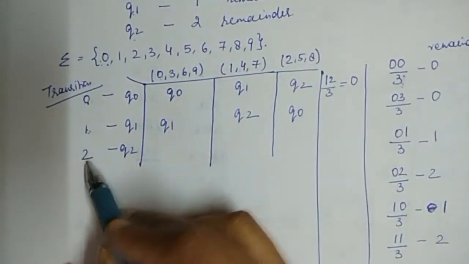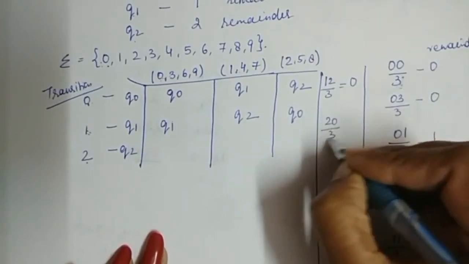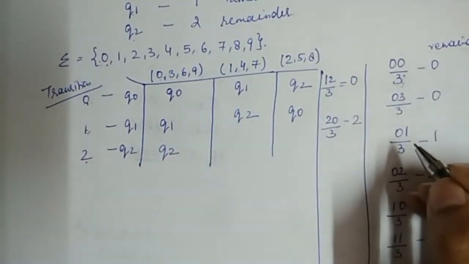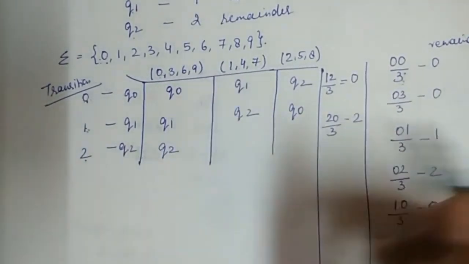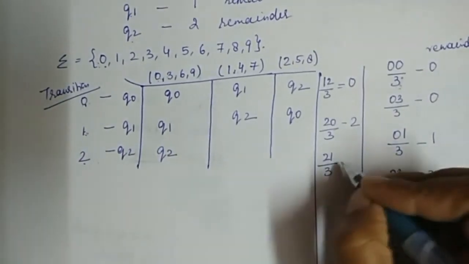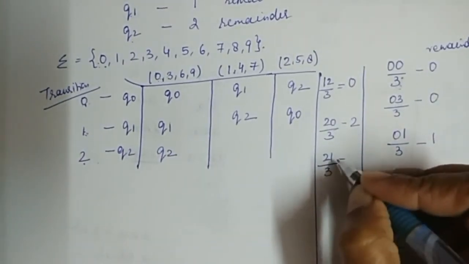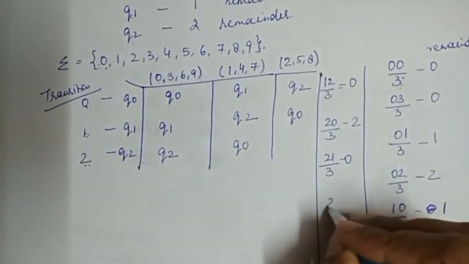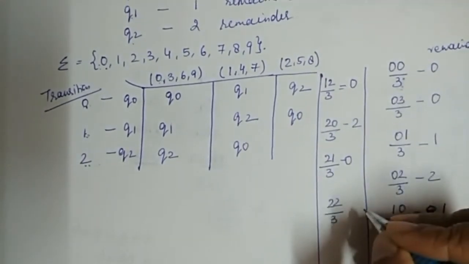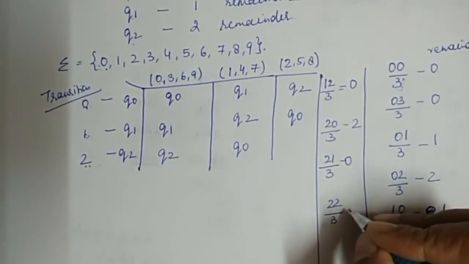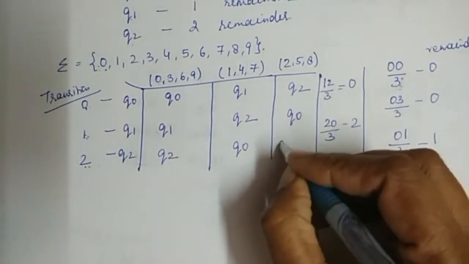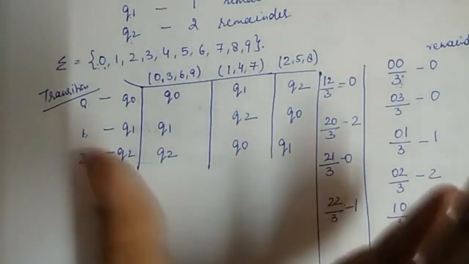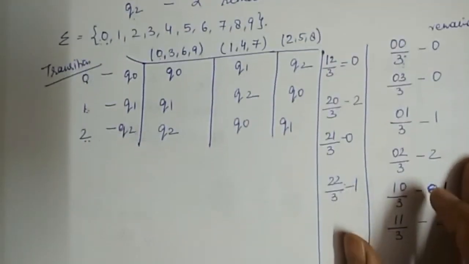Okay. Now I have to combine 2 with 0, that is 20, and if I divide by 3, it gives 2 remainder. So the entry will be Q2. If I combine 2 with 1 and divide by 3, it gives 0 remainder, which is a Q0 entry. Then if I combine 2 with 2 and divide by 3, it gives 1 remainder, and this entry will be Q1. So this is how we create this transition table, and by using this transition table, now I create the DFA.